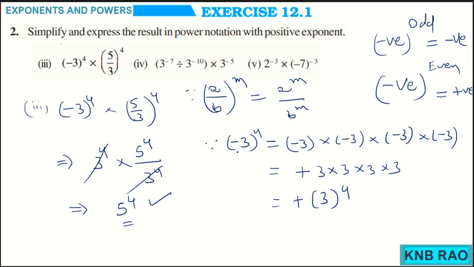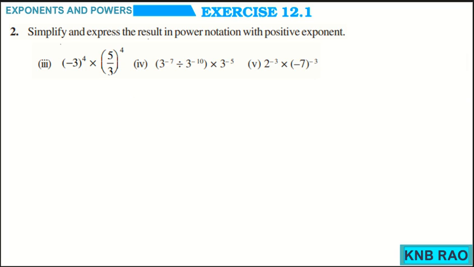Now coming to question number 4. In question number 4, 3 power minus 7 divided by 3 power minus 10 into 3 power minus 5.